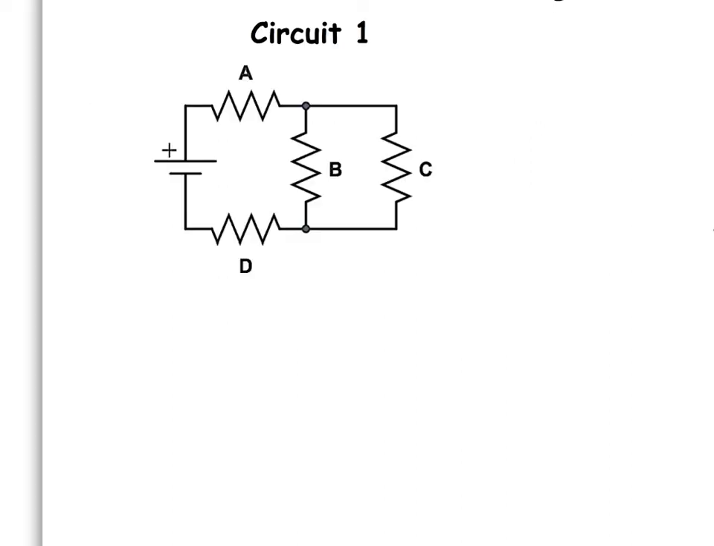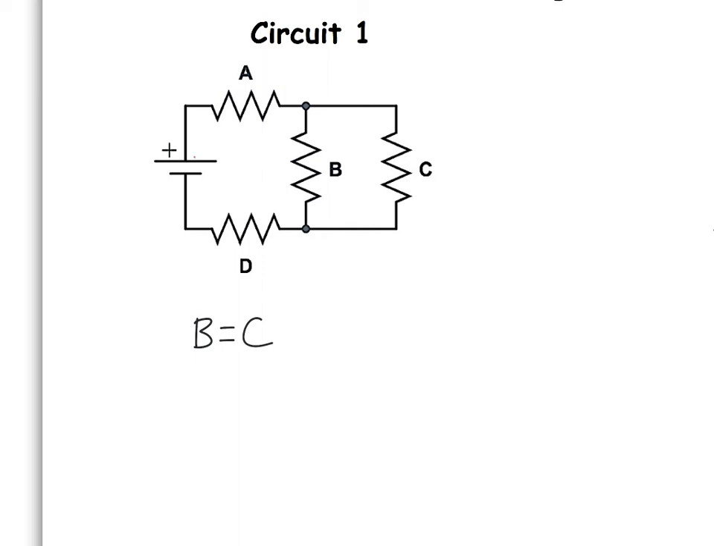For this first circuit, what I see right off the bat is that B and C are in parallel with each other. And so I know that the voltage across B and the voltage across C must be equal to each other. So I'll start with that. I'm then going to think about my current. We've talked some about how sometimes the easiest way to determine voltage is to think about current.